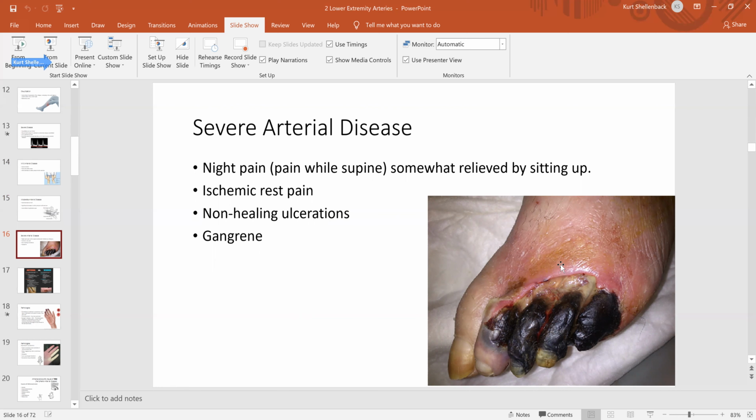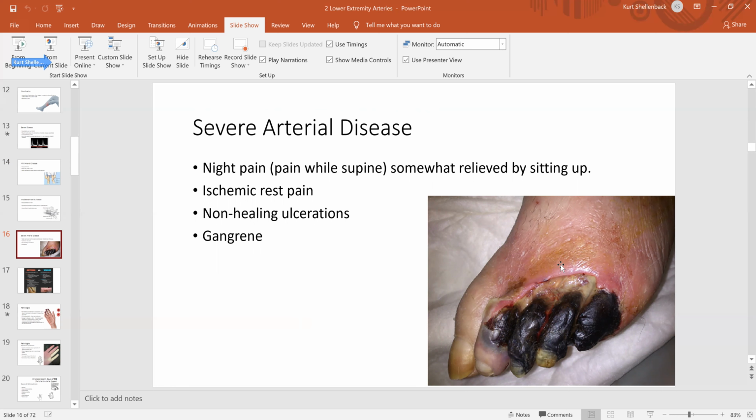Night pain. In other words, you have a hard time sleeping. Of course, I'd have a hard time sleeping with that dragging against my sheets, I think. Night pain while supine, somewhat relieved by sitting up. In other words, when you sit up, you increase the hydrostatic pressure. A little bit of gravity is helping blood get into the leg. Remember, generally people with arterial disease their veins are fine, so the blood's getting out of their legs, it's just not getting into their legs very well.